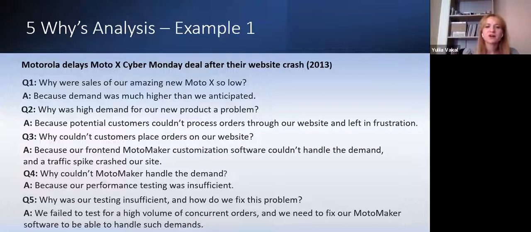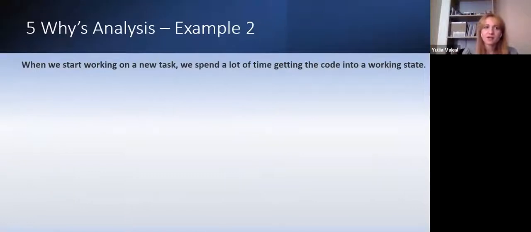You can try to dig even more into why we failed to test the high volume and find some probable issues in the process. But at this stage, you can say, yes, we understand that we didn't do this testing. And if you want to dig more into why we didn't do the testing, you could ask more why questions. Okay, there is another example.